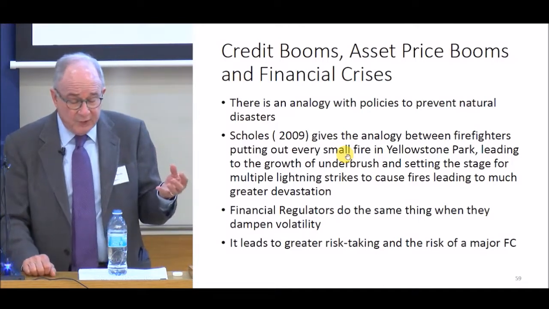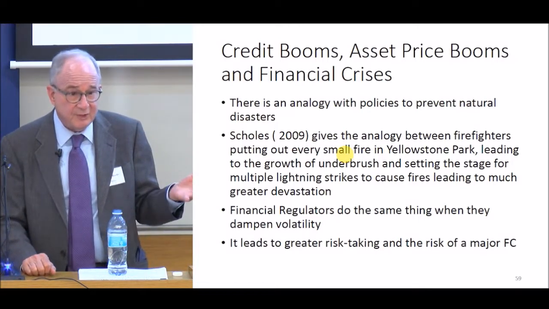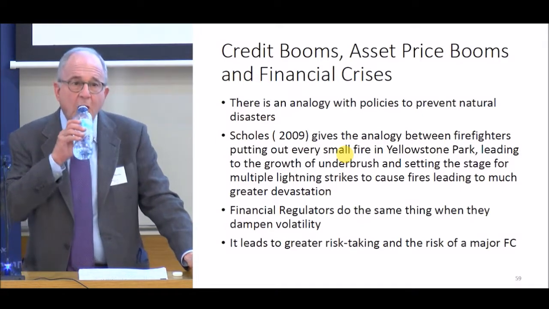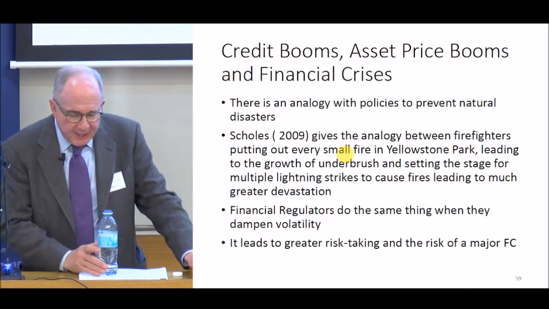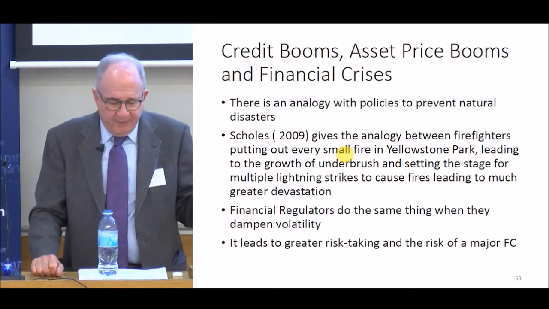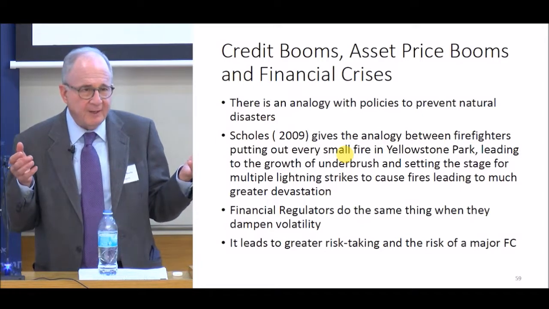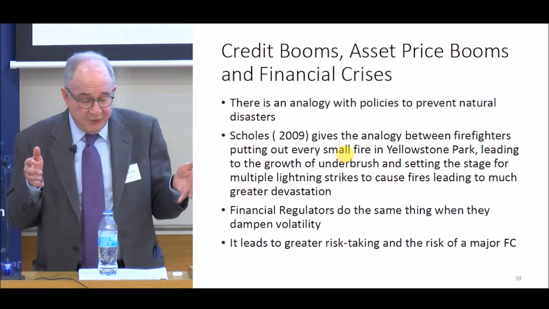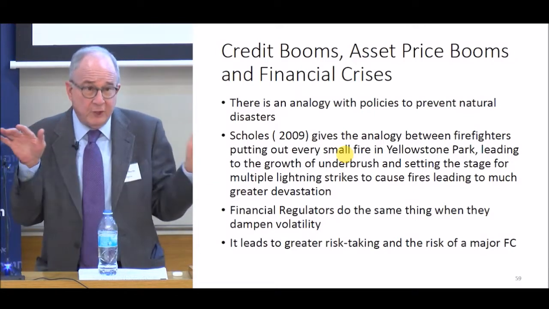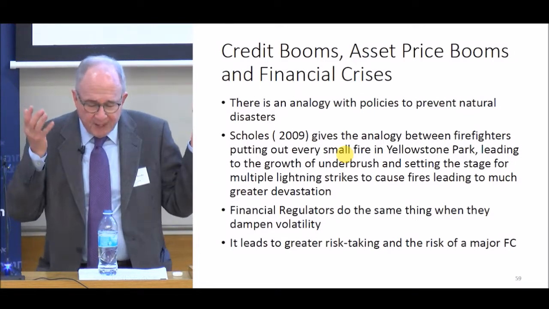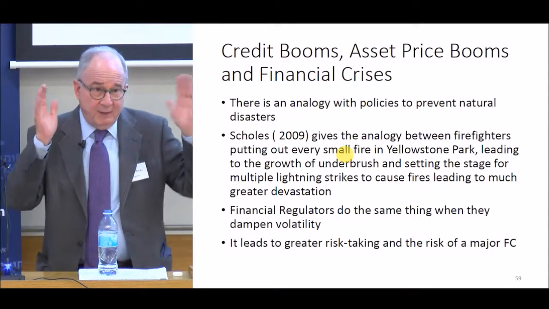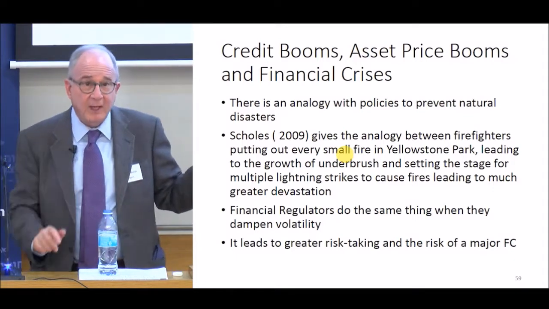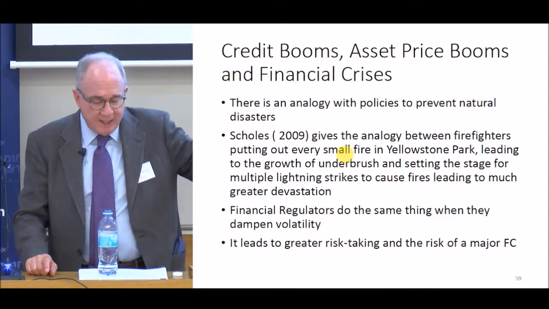between research that's being done about natural disasters. In the paper by Myron Scholes at Stanford, he gives the analogy of firefighters putting out every small fire in Yellowstone Park in the US since the early 20th century, to prevent forest fires. What it does is lead to the growth of underbrush, and then you get shocks, multiple lightning strikes occur, and you get huge fires. We're seeing that happening in California right now.